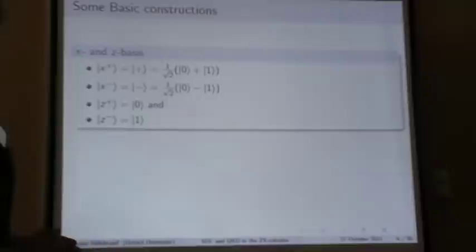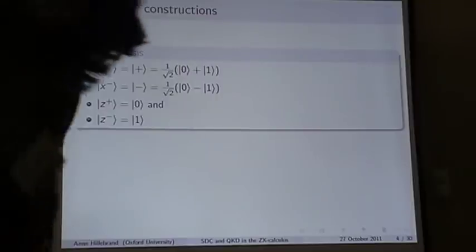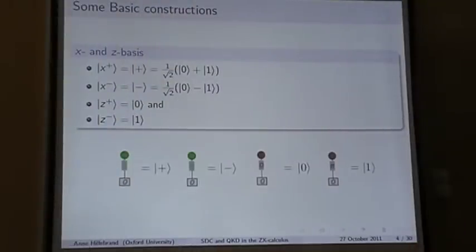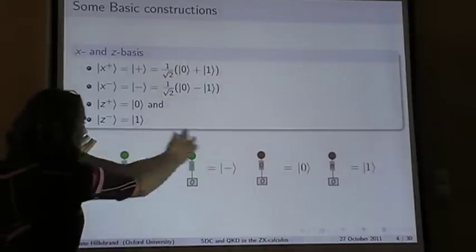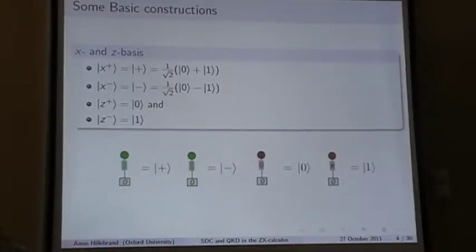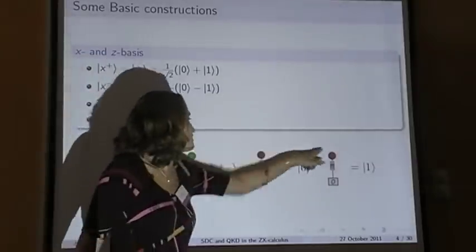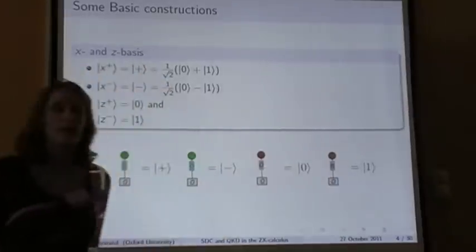So first, the ZX calculus is based on these two circles basically. So x plus, x minus, and z plus and z minus. And this is what they look like. These are the x states. We have a 0 and a pi here. So we have dots with a phase. The phase goes from 0 to 2 pi. And then for the two z states, we have two red dots with phase 0 and phase pi.